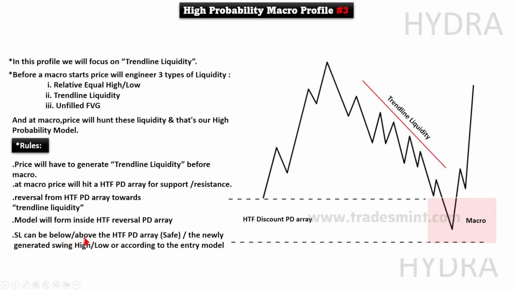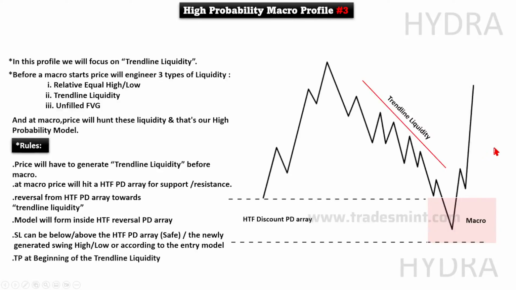Stop loss can be below or above the higher time frame PD area. So below when we are looking for a bullish trade, above when we are looking for a bearish trade. Okay, below the higher time frame PD area will be the safest condition, the newly generated swing high or low, or according to the entry model. So if you are putting your stop loss below the higher time frame discount PD area, that will be considered a safe stop loss. But if you have a little bit of experience and you know that a breaker will form here, you can also manage your trade accordingly with the breaker that will form inside this higher time frame PD area.